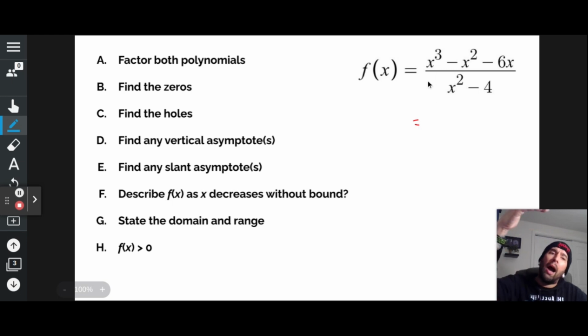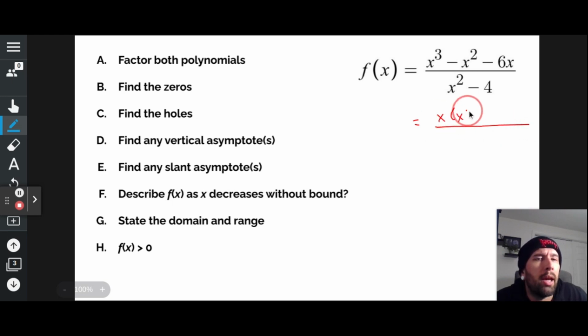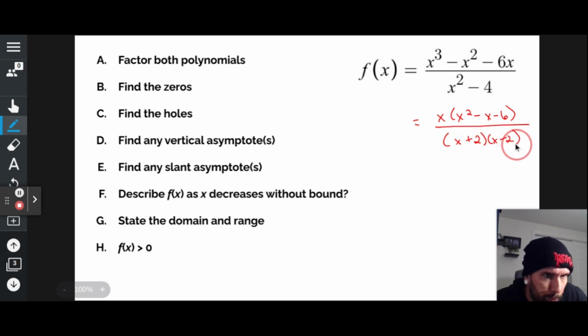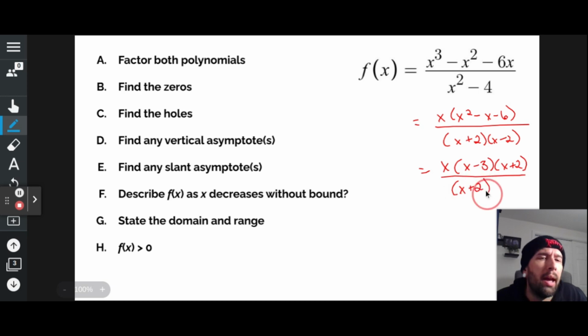I know when it's a higher degree over a smaller degree, I have a little bit more to deal with, but really can't do a whole lot without factoring first. So I can rip out an x. When I rip out an x, that leaves me with x squared minus x minus 6, so that will factor further. On the bottom, I have difference of squares, so x plus 2, x minus 2. And now on the top, I have x. Two numbers that add up to -1 and multiply out to -6 are x minus 3 and x plus 2. And again, that's over x plus 2 and x minus 2.